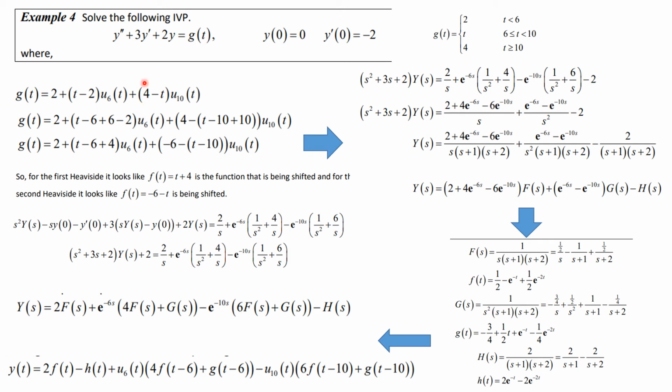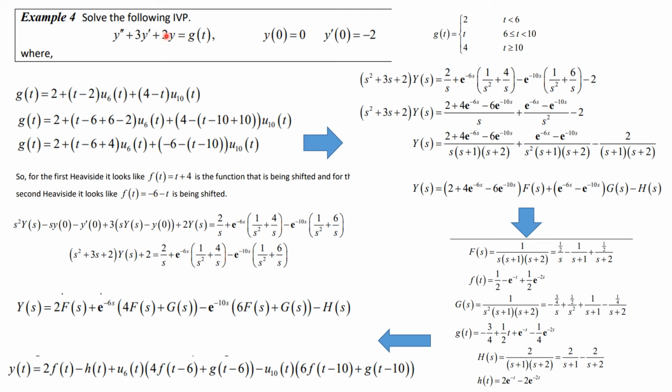And then I have to line up and make sure the shifts are the same for the functions that are being multiplied by here. So there's some addition and subtraction that happens here to align the shifts. Here's a shift of 10, here's a shift of 6, and when we simplify it, we get this. So you see in the first one, the function that's being shifted is t plus 4, being shifted 6, and the second one, being shifted 10, is minus 6 minus t.